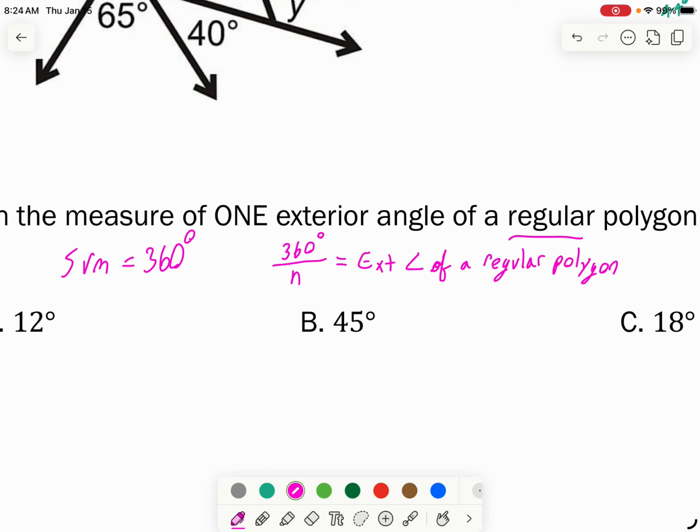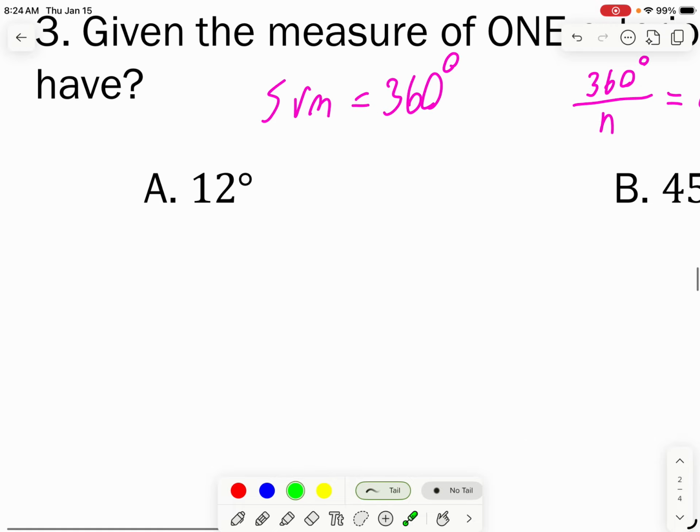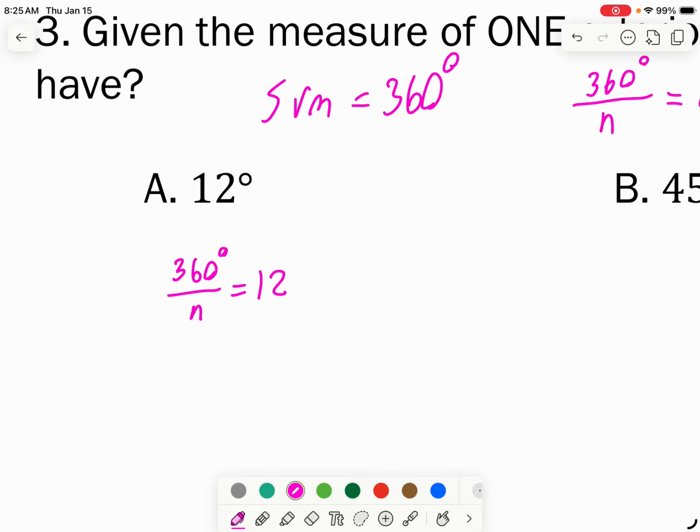Okay, so instead of knowing what n is, I know what my exterior angle is, so I can use this to solve for n, and we'll see that with the first problem. I've got 360 degrees divided by n is equal to 12 degrees. So how do I solve for n? The process of solving is going to be very similar in each of these, but I want us to see it piece by piece here.